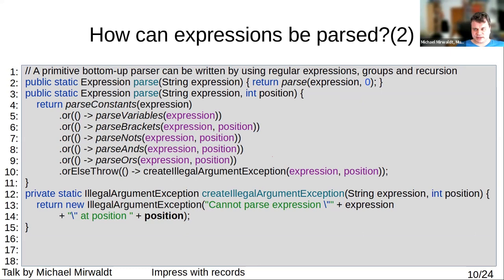You also see here that in lines 4 to 9, I use optionals. And I use that or method, which says only if there is nothing present already, then do this next. Also, you see here, those are suppliers. That means they are not called unless it's needed. So if the parse constant in line 4 gives an expression, then all the other lines are not executed, which is important. Otherwise, we would get very strange results.